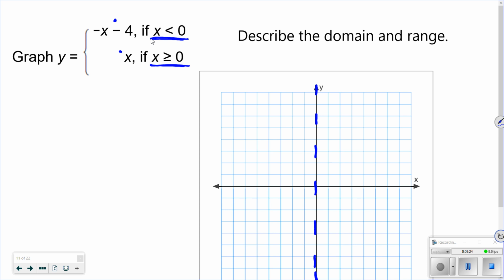So on one side of that boundary, you'll graph one equation. On the other side, we'll graph the other one. So when x is less than 0, we're going to graph y equals -x minus 4. When x is greater than 0, we're going to graph y equals x. Those are my two equations.